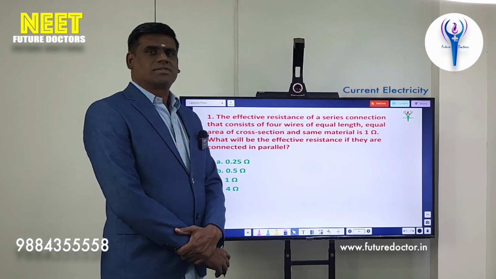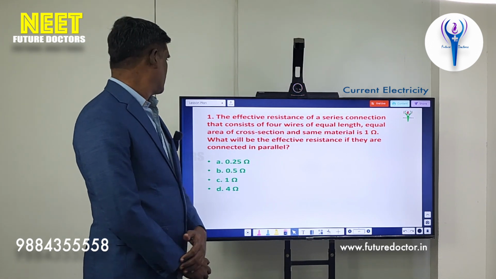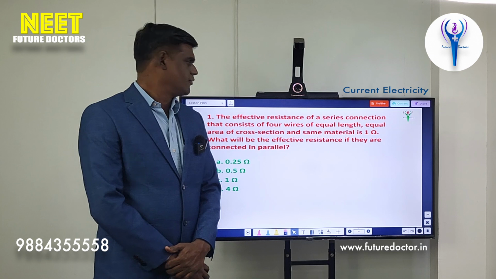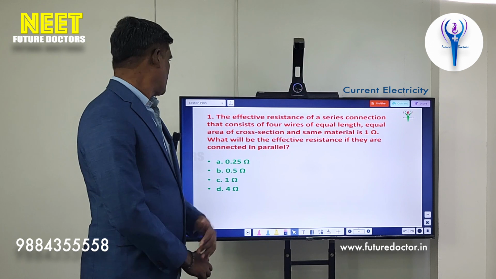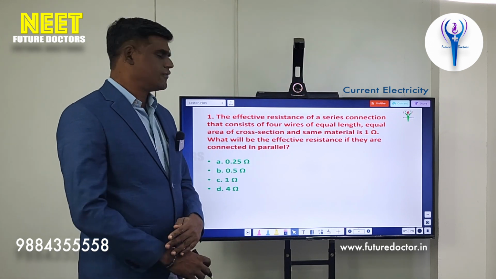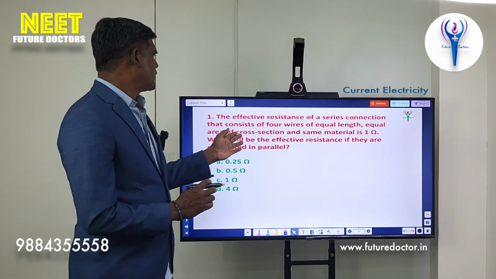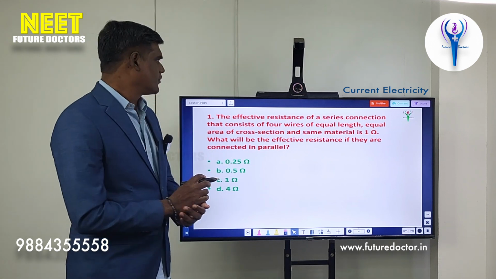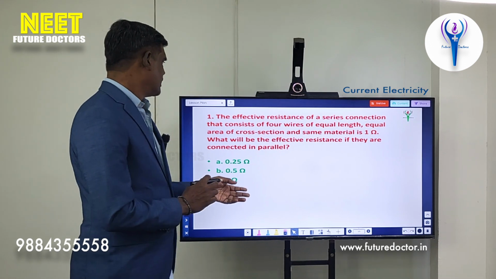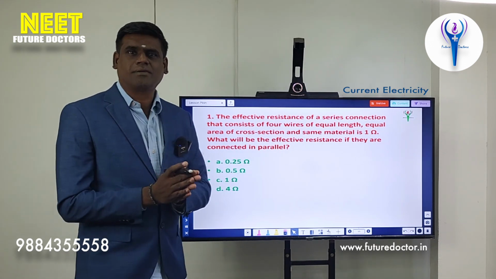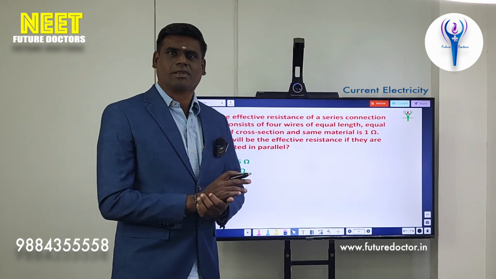The effective resistance of a series connection that consists of 4 wires of equal length, equal area of cross section, and same material is 1 ohm. What will be the effective resistance if they are connected in parallel? So the effective resistance for 4 resistors in series connection is given as 1 ohm, and when the same resistors are connected in parallel manner, we want to find the effective resistance.